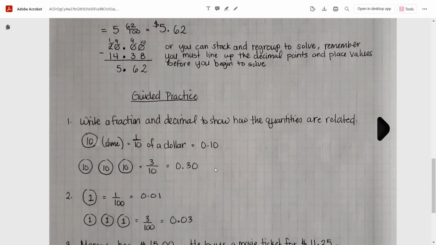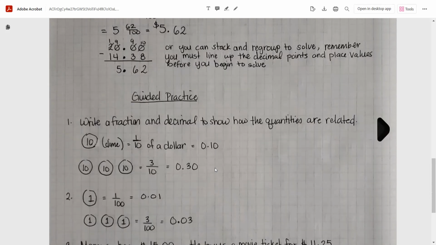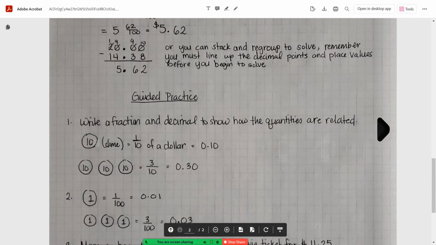Now let's take a look at our guided practice. For number 1, it says write a fraction and a decimal to show how the quantities are related. So here I had a dime. So my little 10-cent coin over here. So a dime is 1/10 of a dollar, or 0.10. 3 dimes is 3/10, right? So 3/10, 3 dimes out of a whole dollar. So 3/10 or 0.3 or 0.30.